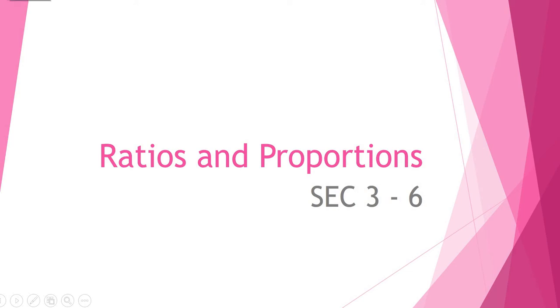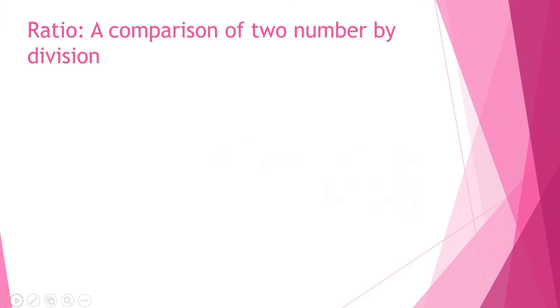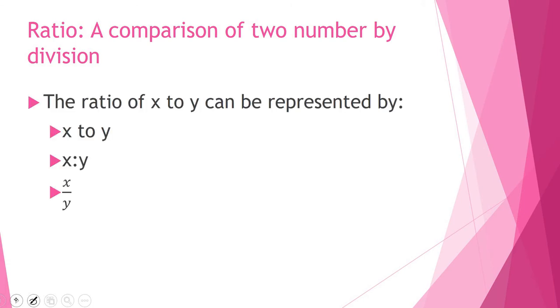Section 3-6 is ratios and proportions. A ratio is a comparison of two numbers by division. Ratios can be written several ways. The ratio of x to y can be represented by simply saying x to y. We can use a colon, two dots, or the more familiar form of the ratio, which is with a division symbol.